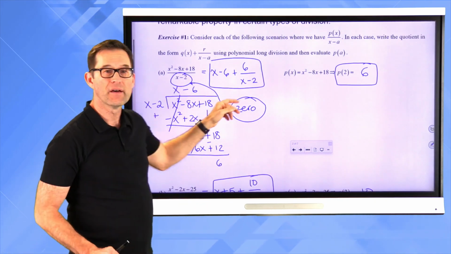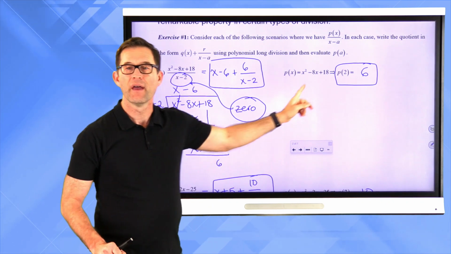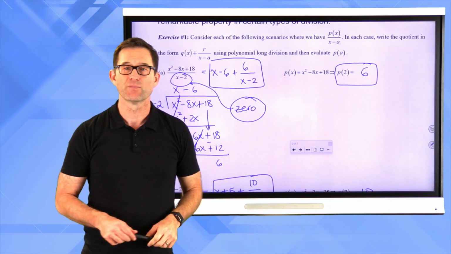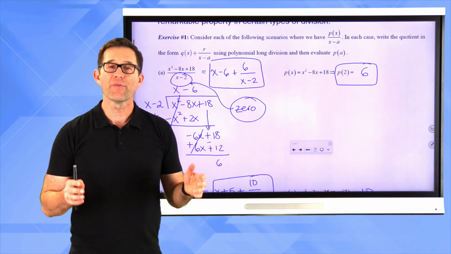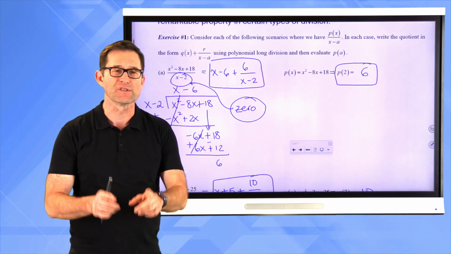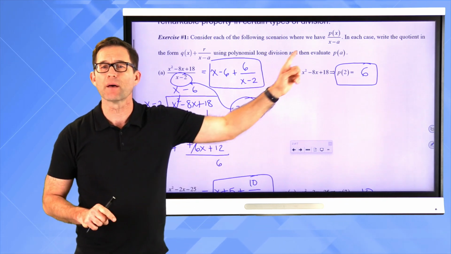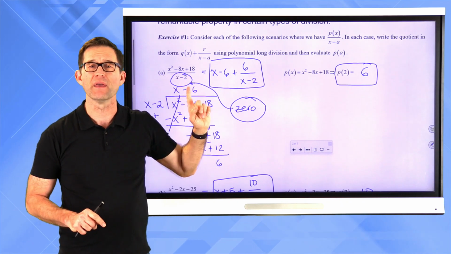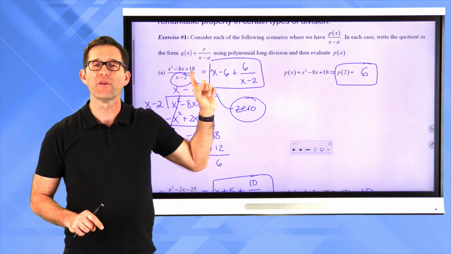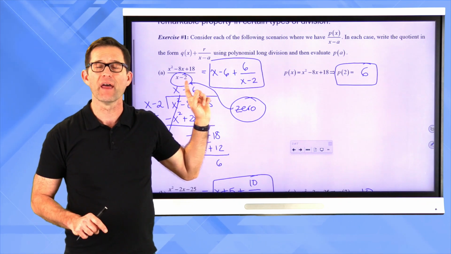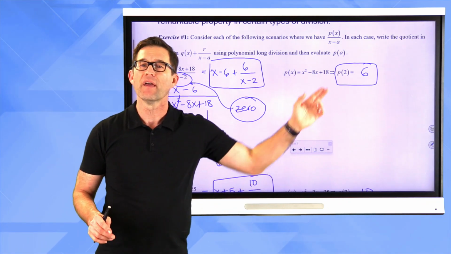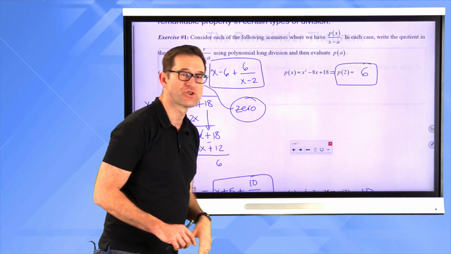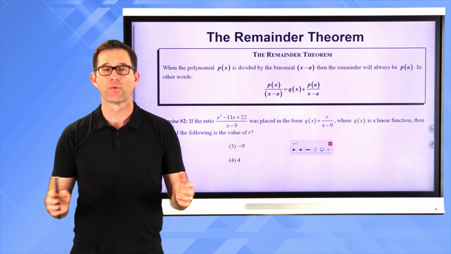And in letter A, I had a remainder of 6, and p of 2 was equal to 6. It appears that the remainder I get from polynomial long division, specifically division by something that looks like x minus a, will always be whatever the polynomial in the numerator is evaluated at the 0 of the denominator, evaluated at x equals a. And that, in fact, is true and is what is known as the remainder theorem.